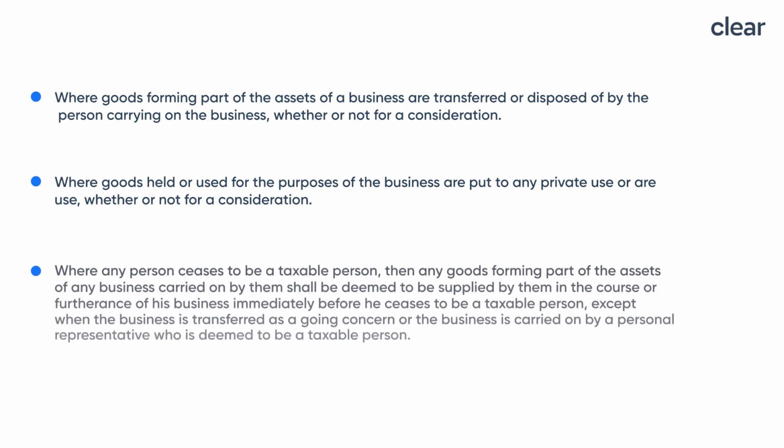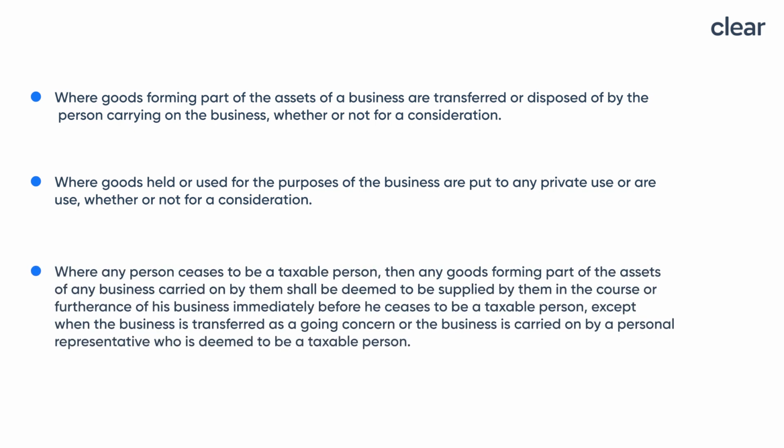C. Where any person ceases to be a taxable person, then any goods forming part of the assets of any business carried on by them shall be deemed to be supplied by them in the course or furtherance of business immediately before he ceases to be a taxable person, except when the business is transferred as a going concern or the business is carried on by a personal representative who is deemed to be a taxable person.